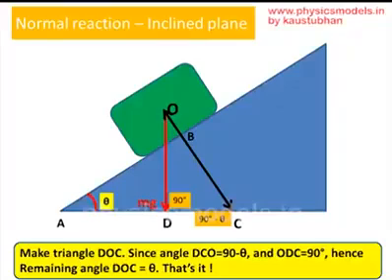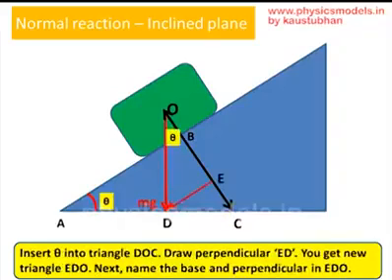After that, put in a point D, which is the intersection of the weight mg with the base of the inclined plane. mg is a vector. So we get a triangle DOC. In that triangle, the angle at O must be theta because 90 minus theta is known, the angle at D is 90, so the remaining must be theta.